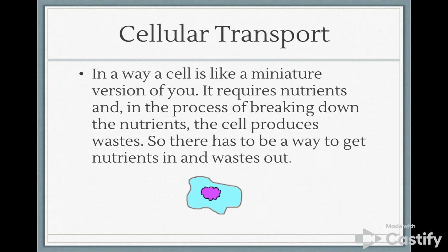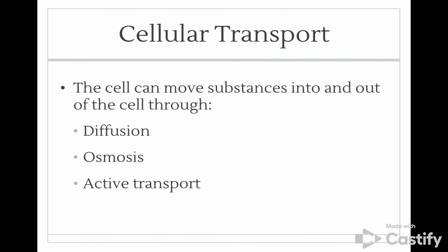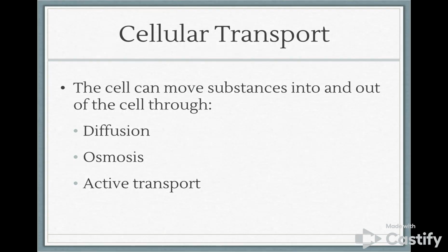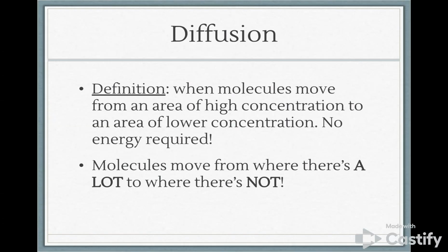So they require nutrients and oxygen, and in the process of breaking down those nutrients, they're going to be producing some waste products too. So there has to be a way to get things in and things out. The cell actually has three different ways of doing that: diffusion and osmosis, and active transport. Diffusion is any time molecules move from an area of high concentration to an area of low concentration, no energy required.